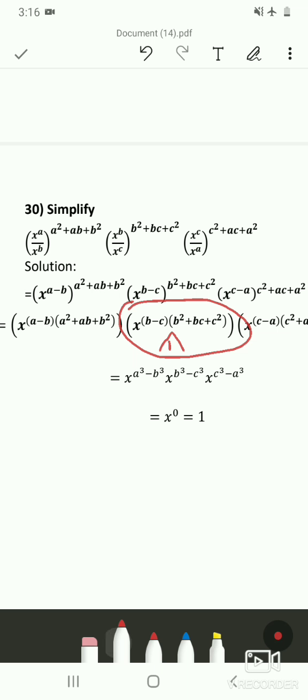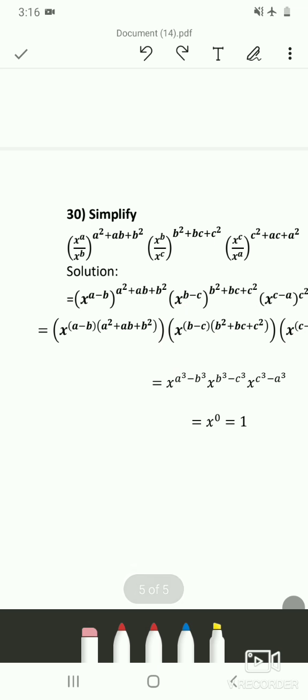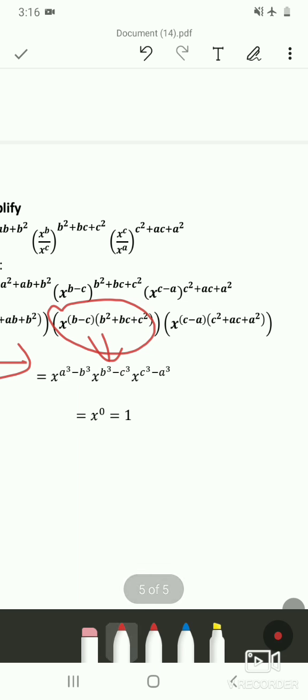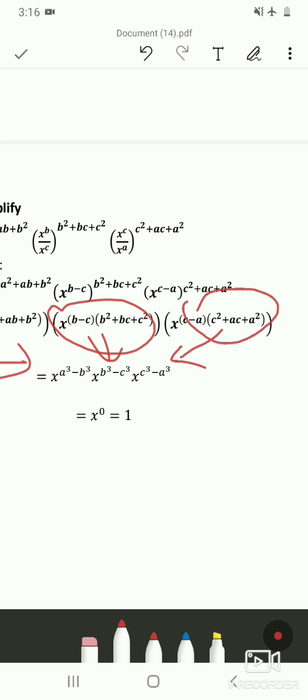So here in this step you can write this whole term as x raised to b cube minus c cube. So similarly for the last term, using the same formula, here in place of a it is c and in place of b it is a. So again this whole term can be written as x raised to c cube minus a cube.